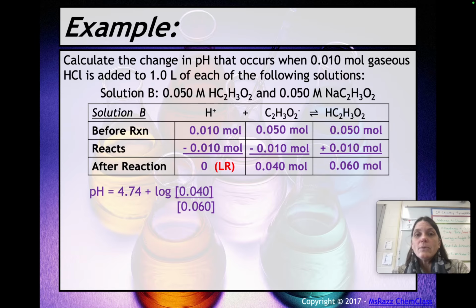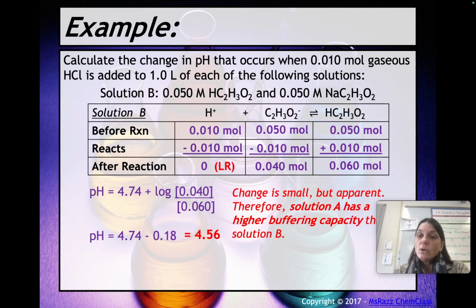Now we're going to take our after concentrations and put them into our Henderson-Hasselbalch equation. Because this buffer has a smaller capacity, that same amount of HCl added to it has a bigger effect on the system.